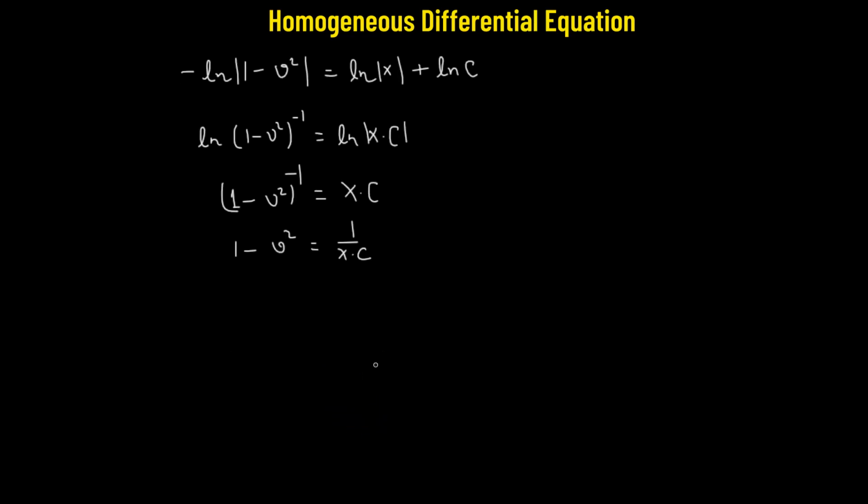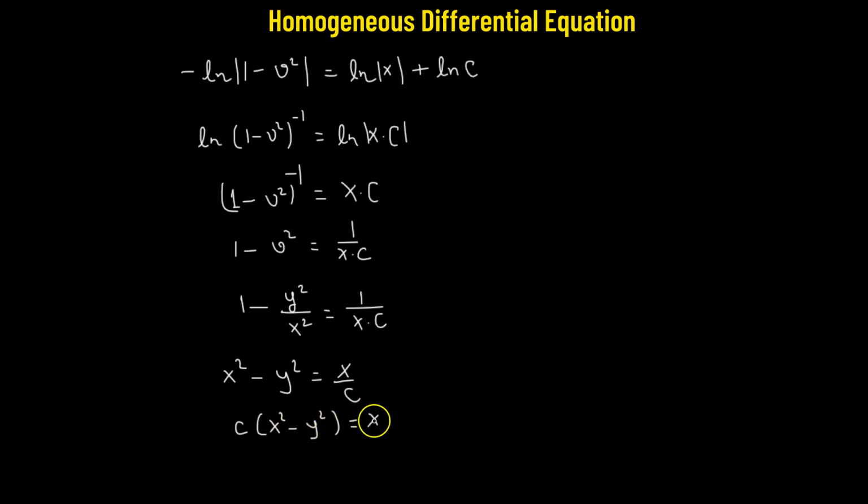Then we make the final substitution. In place of v, we have y over x. So v squared becomes y squared divided by x squared, equals 1 over x times c. Now multiplying throughout this equation by x squared, we have x squared minus y squared equals x over c, or simply c times x squared minus y squared equals x. So this is going to be the required solution to our given differential equation.